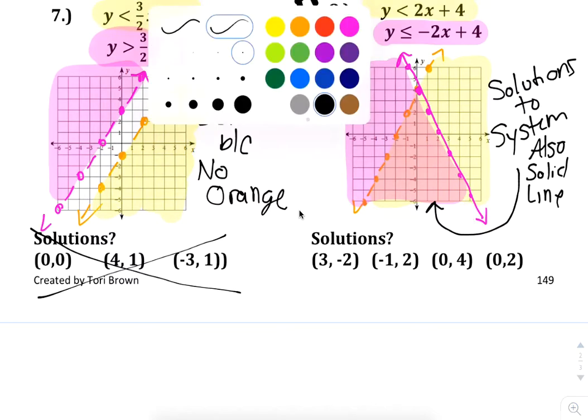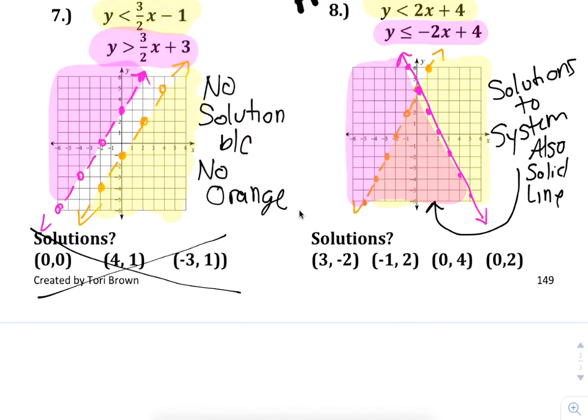First question is 3, -2. So 3, -2. Yes, he's a point. He's on a solid line and on the orange. -1, 2. He is on the border, but he is a dash. That's not going to work for us.